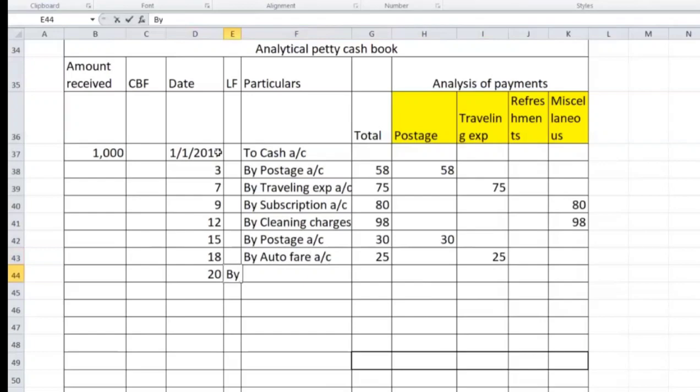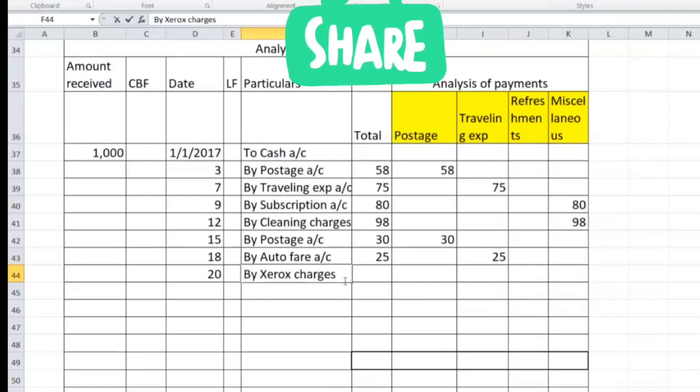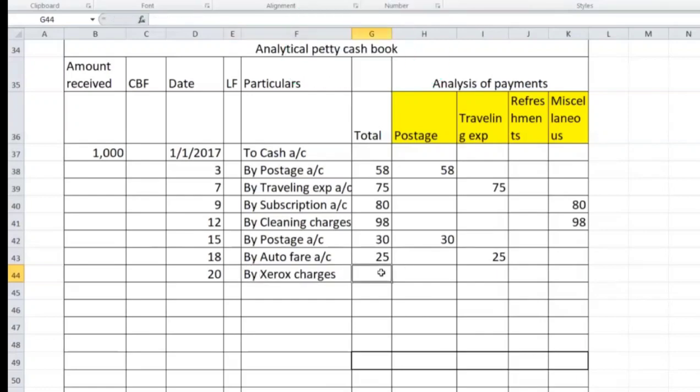It is Xerox charges. Xerox charges, shall we call it postage? Is it possible to call it postage? Yes, Xerox expenses are also treated as postage only. So write down in the postage 40. Or else, if you don't want to treat it that way, no ma'am, this is not postage, then move on directly to miscellaneous. Got it?